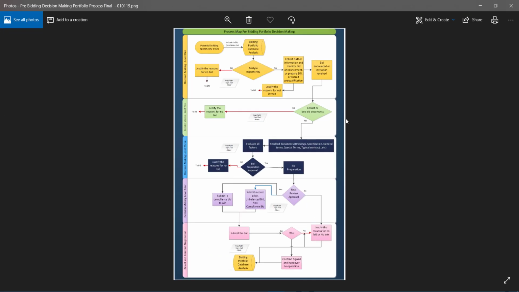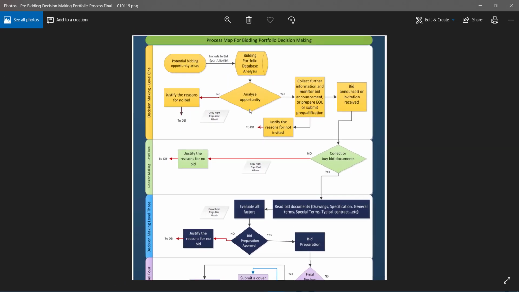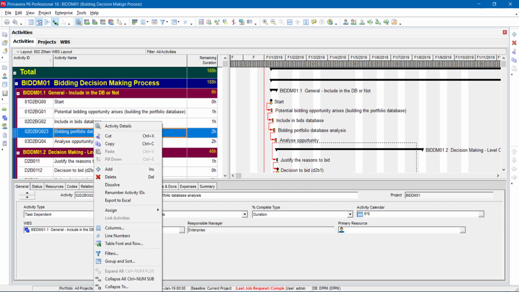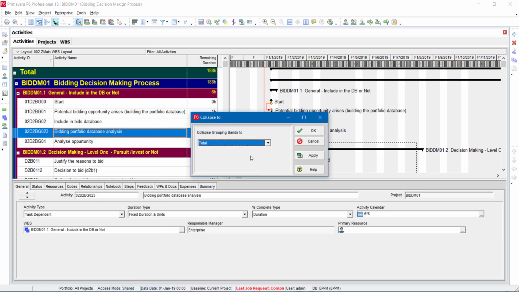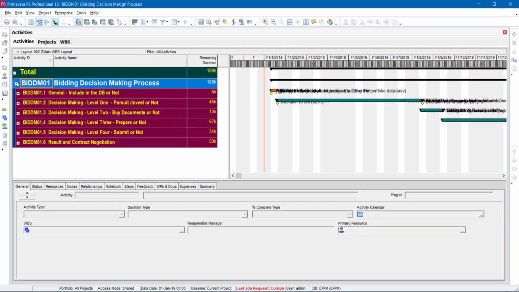This will be faster. Now we have the first stage, which is decision level number 1. I added a general WBS here. If you see what I do, collapse to level 1, please, and then I open it like this. The first decision is whether to include this opportunity in the database or not.